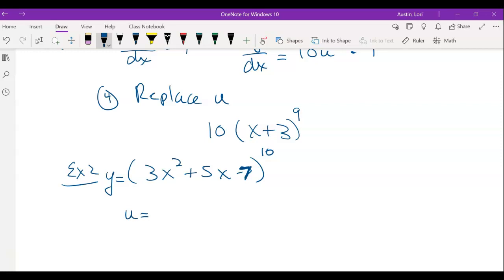So what's my entire u this time? 3x squared plus 5x minus 7. I personally would quickly follow up with finding the derivative of that because I know I'm going to need it. Does that make sense? So what's the derivative of u with respect to x? I'm just going to do that since I know I'm going to need it. What does that come out to? 6x plus 5. All right, cool.